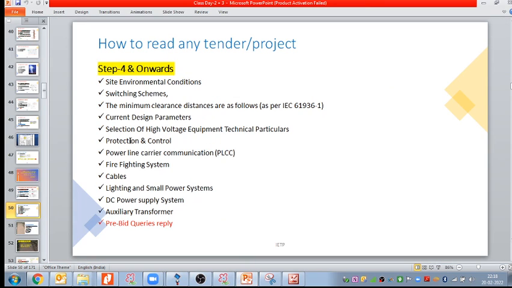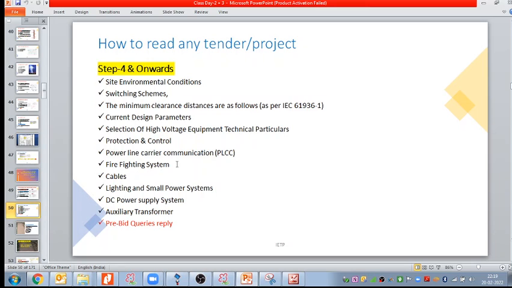Okay, then we have to read out the protection and control requirement of that project. We have to check the power line carrier communication requirement. What is the meaning? We will discuss it in detail. Then we have to see the firefighting system requirement.